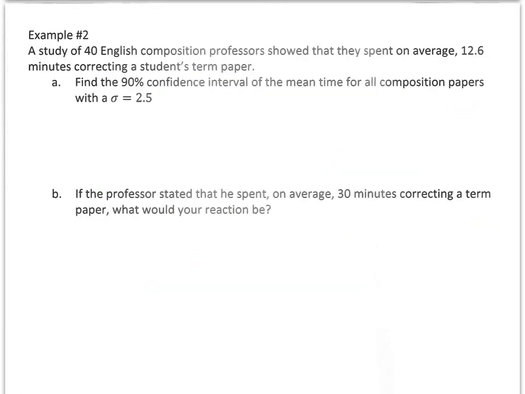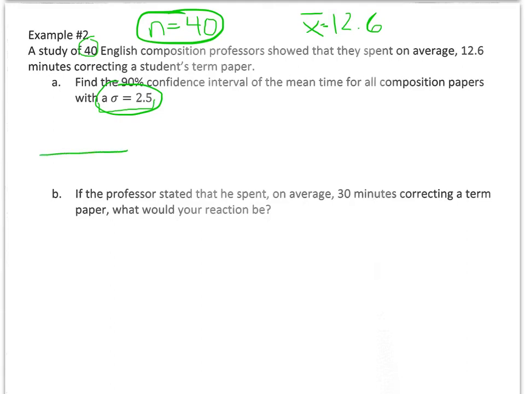Let's look at our second example. In this case, we're looking at an English professor who's grading 40 papers. He spends an average of 12.6 minutes grading these papers. And from previous research, we have a standard deviation from the population. We have a large sample, and we have standard deviation from the population. So we're going to clearly use z-score here. Remember, this is a normal distribution.